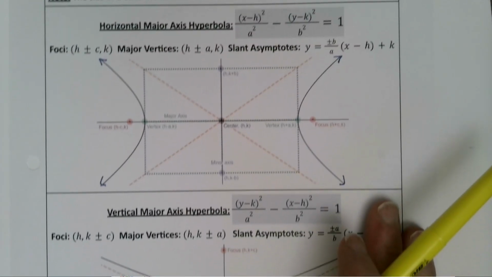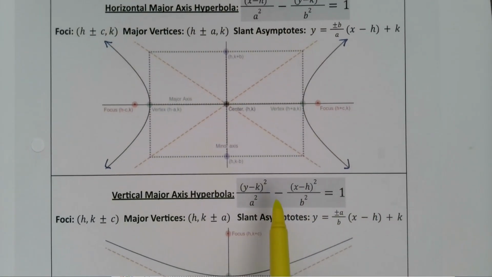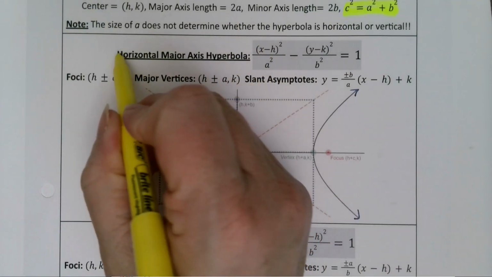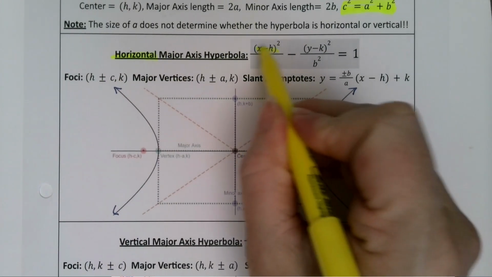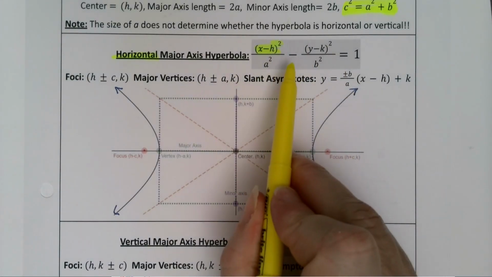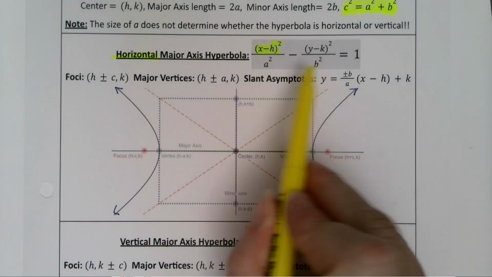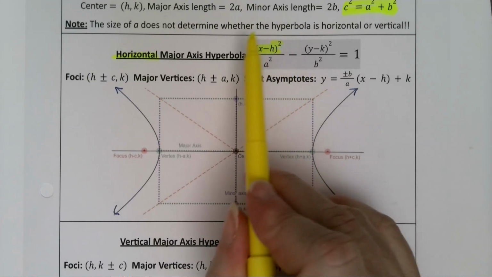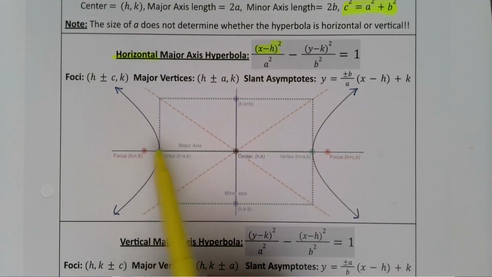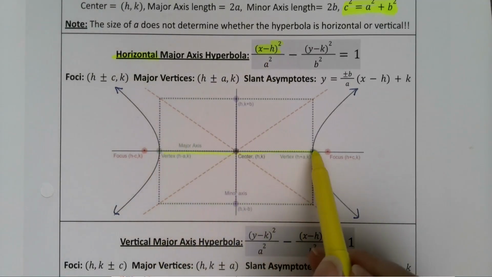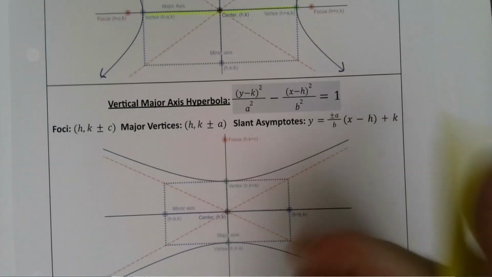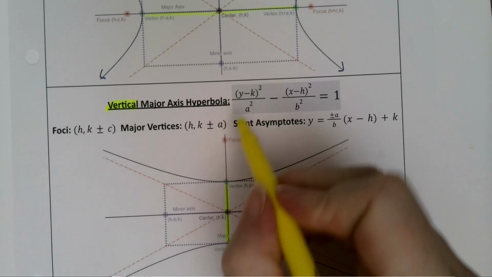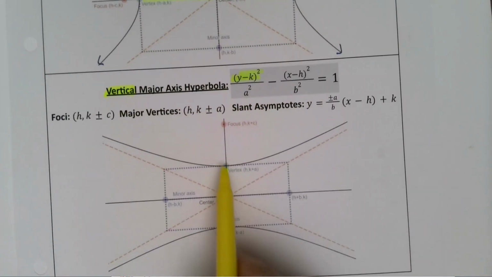Now, that could be the case, or this could be the case. You can tell this is horizontal because if you see, this has got x in the front, and it's a minus. Unlike with ellipses where they're added, so it's commutative, hyperbolas are not. So whichever one's in front will create your horizontal orientation this way. Or if it's y in front, that will be vertical, so your major axis will go that way.